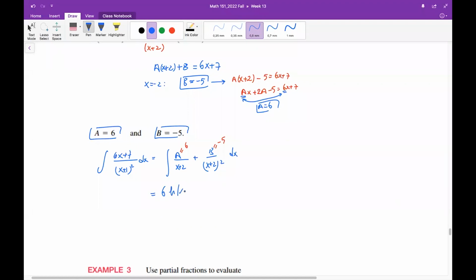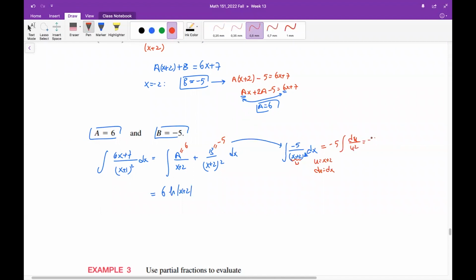This is ln absolute value of x plus 2. How do you integrate the second integral? Let's do it here. It is minus 5 over x plus 2 squared dx. So if you choose this part as u, so what you obtain, u is x plus 2, then du is dx, then the integral becomes du. dx is exactly du, and this is u squared, right?